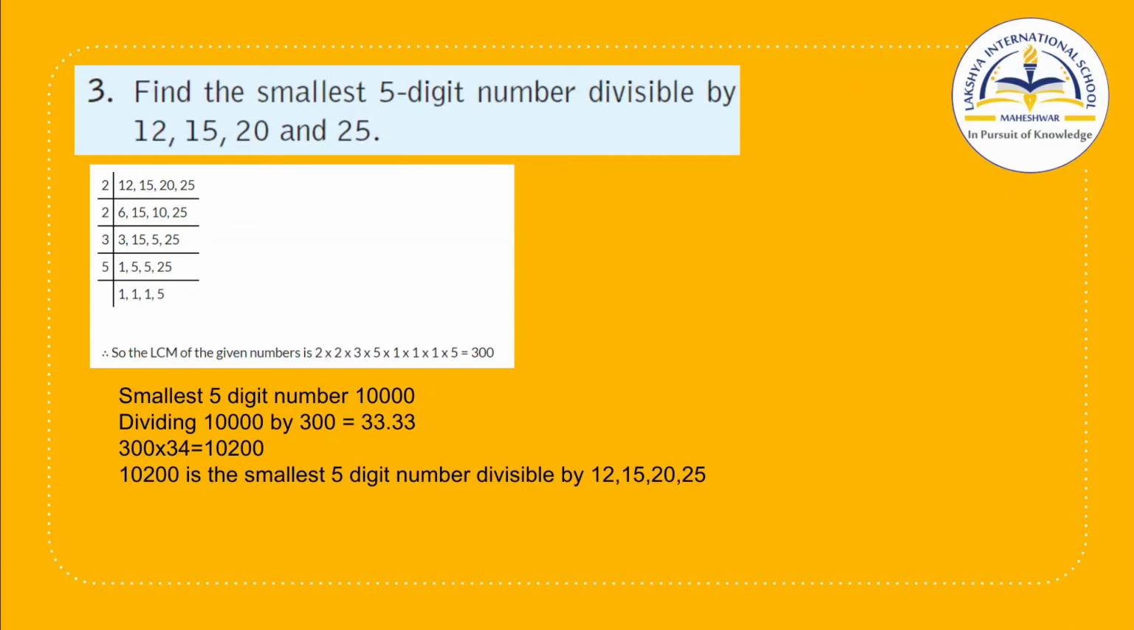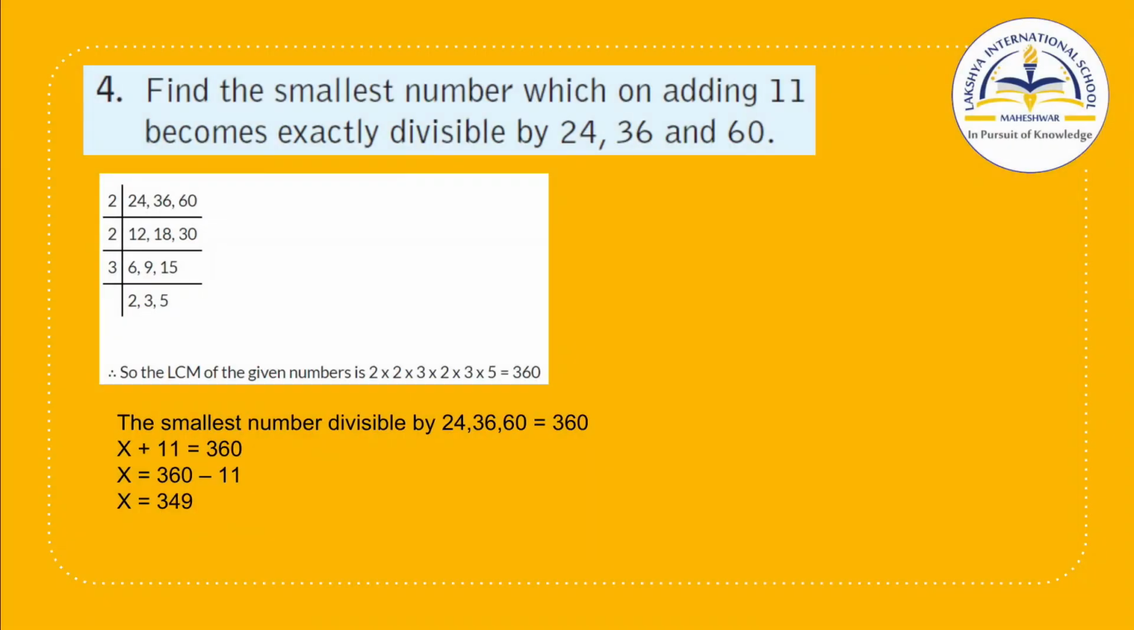300 into 34. When you solve this, you will get 10200. So this is the smallest 5 digit number which is divisible by the given numbers. In the same manner, you have to solve this.